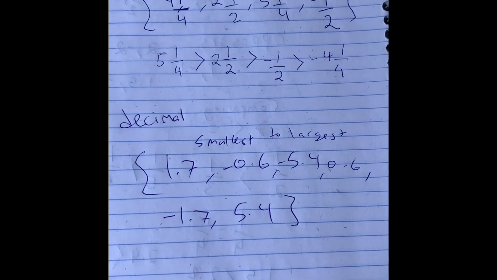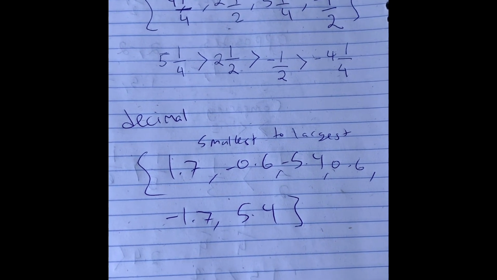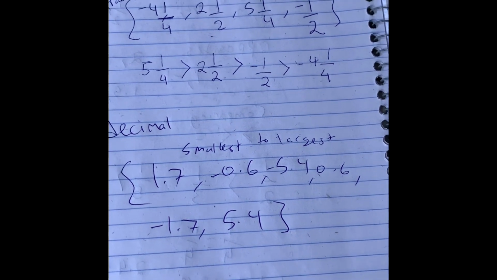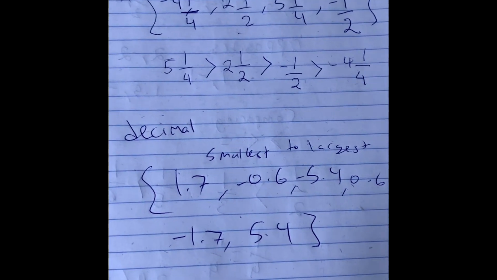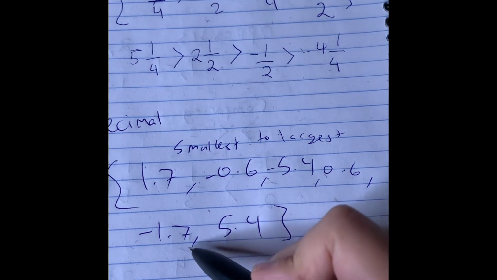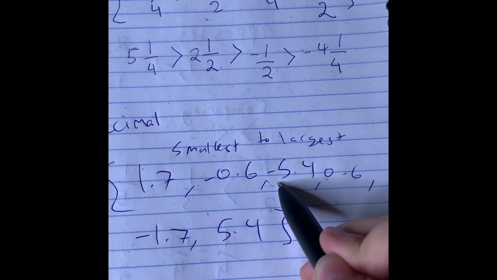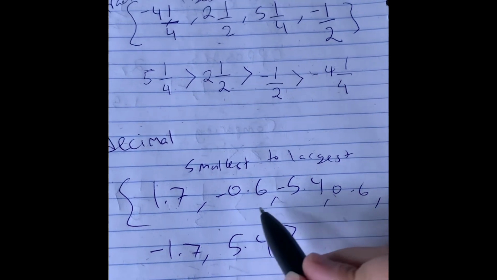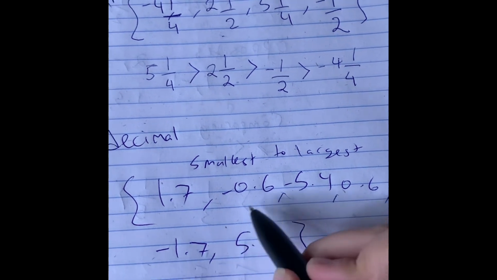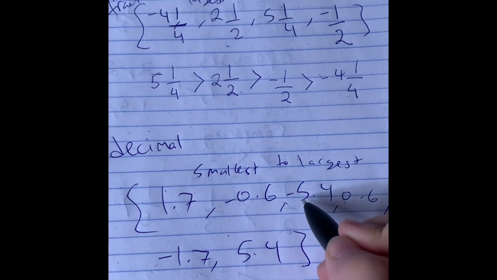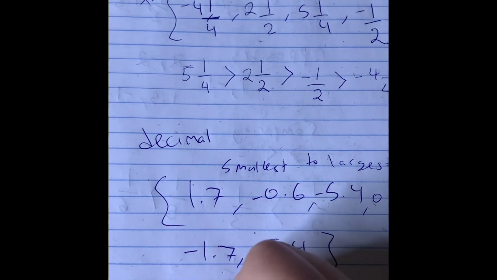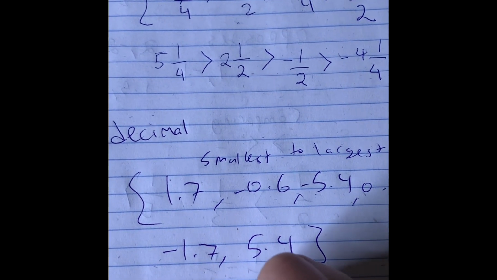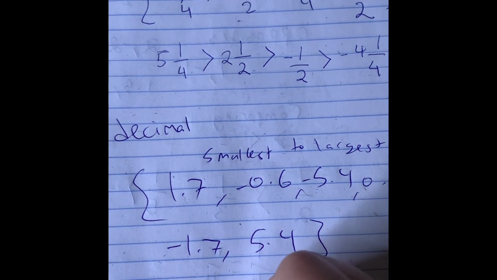Now in this example, we're given the decimal form. And it is asking from the smallest to the largest. So the smallest is always what? The negatives. So we would first look at the negatives. And we said the bigger the number in the negative, the smaller it is compared to others. So which of these three is the smallest? It would be negative 5.4. So first of all, negative 5.4 is the smallest one. And we would give it the less than symbol.